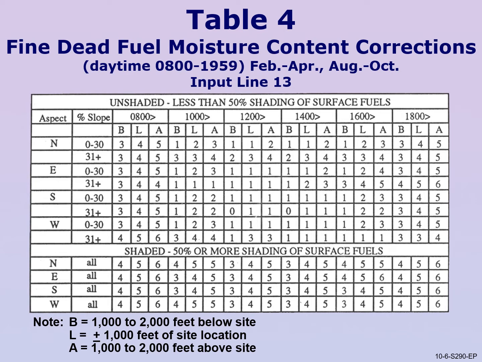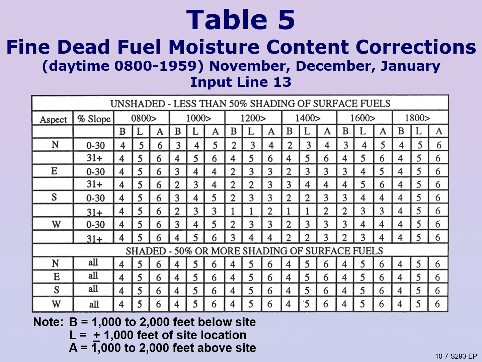Table 4 is for a completely different set of months. Where the first table was for May, June, and July, this table is for February, April, August, and October. The difference in the table is because of the angle of the sun and the amount of direct solar heating that the fuels will get at different areas and different aspects. The final table is for November, December, and January.